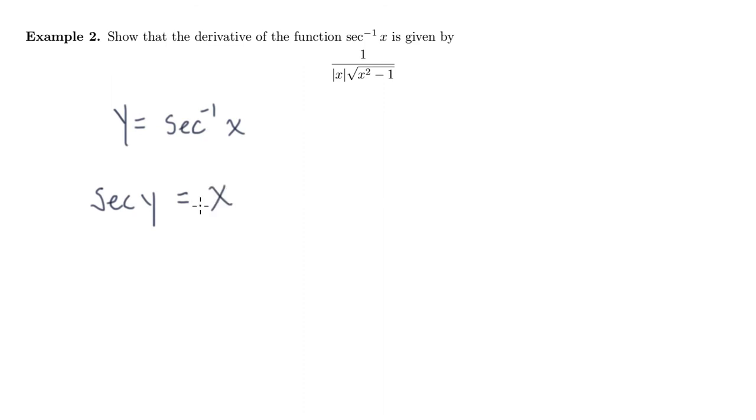And why are we doing that? Because we know the derivative of secant. So what is the derivative of secant? It is secant y times tan y. But of course we're differentiating with respect to x, so we need to tack on the factor of dy dx by the chain rule, and that all equals 1.